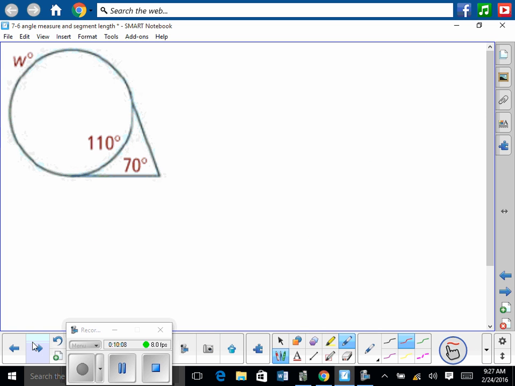Okay, so looking at this one, we're asked to find W here. So first of all, what kind of theorem are we going to be using here? Well, aren't we given an angle that's made on the outside of the circle? So I just write that down automatically. So I know I'm going to be using theta is equal to 1/2 times the big arc minus the small arc. Let's plug in what we know.